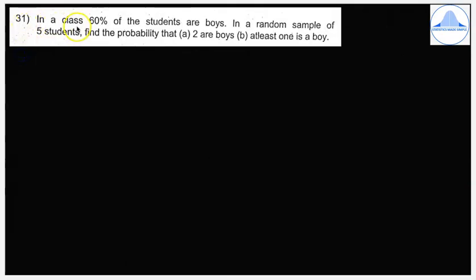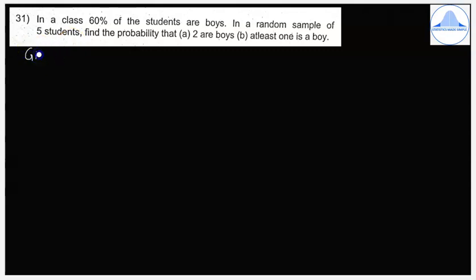31st question. In a class, 60% of the students are boys. In a random sample of 5 students, find the probability that A, 2 are boys, B, at least 1 is a boy. So the problem is based on the binomial distribution, and we need the two parameters n and p. N is a whole number, that is 5, and p is usually given in terms of percentage, decimals or fractions, and it is the probability of success. That is, here it is the probability that the student is a boy.